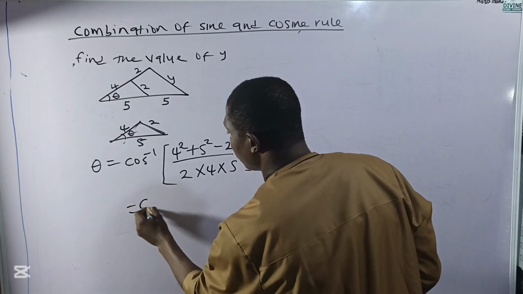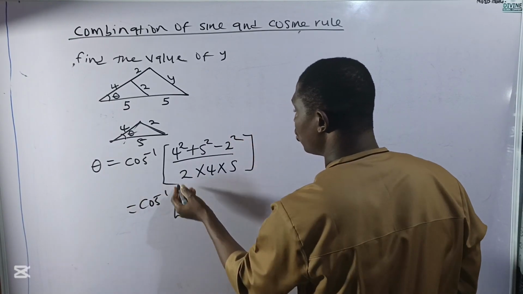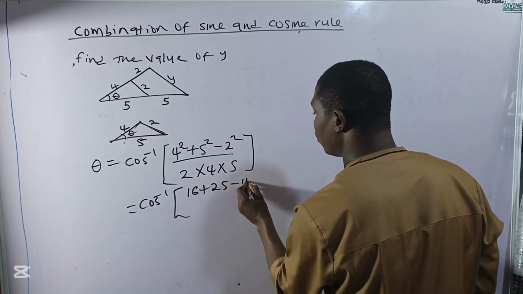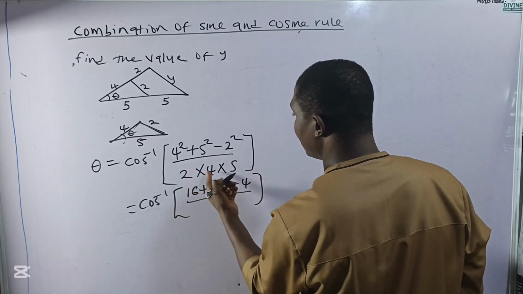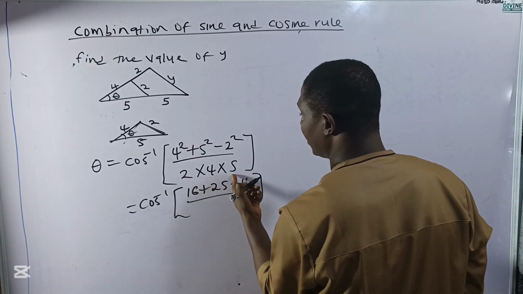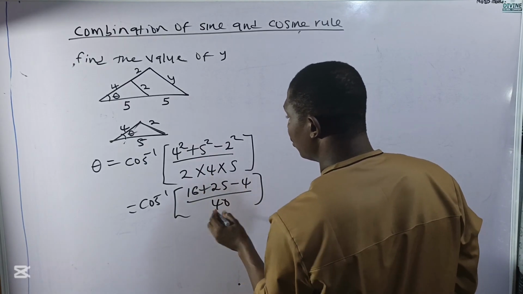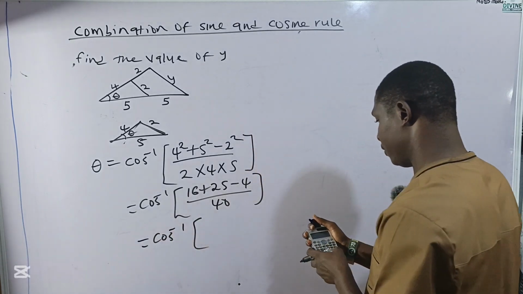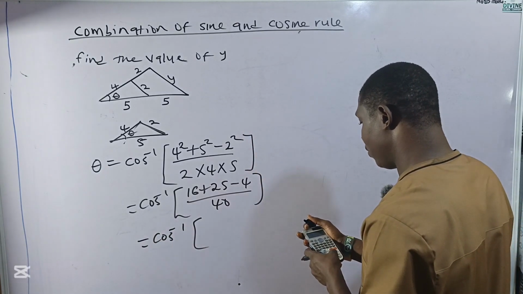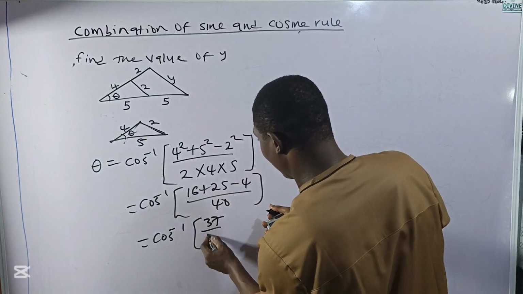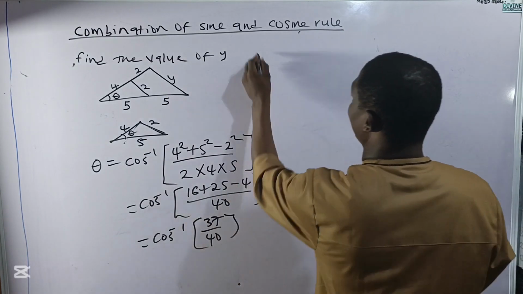So we have theta equals cos inverse of 4 squared, which is 16, plus 5 squared, which is 25, minus 2 squared, which is 4, all over 2 times 4 times 5. 2 times 5 is 10, 10 times 4 is 40. So theta equals cos inverse of 16 plus 25 minus 4, which gives 37 over 40.